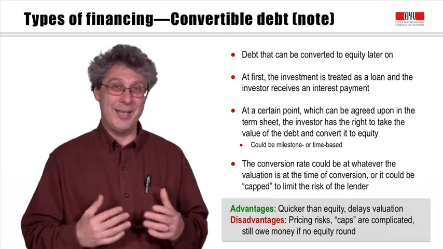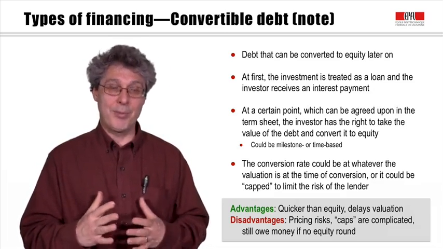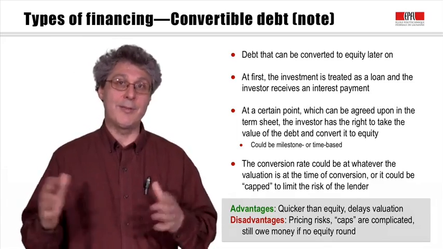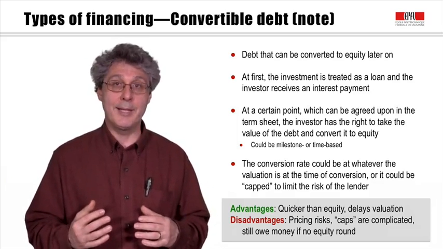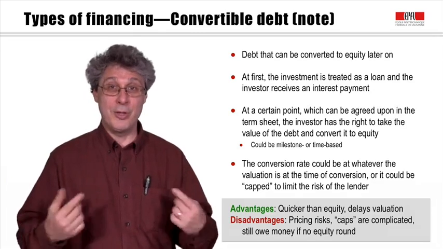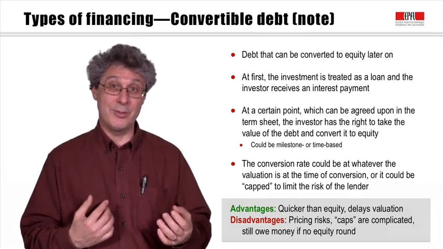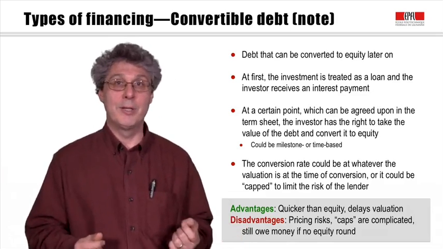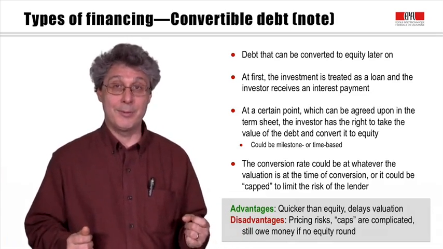The disadvantages, as you can see just from this short discussion, there's some pricing risks on both sides. This is something that you need to have someone else with expertise look at. The caps can be complicated, and if there's no equity round, you're still paying that coupon, you're still paying the loan off, so you'd still owe money plus the principal. You'd still owe the principal to the original investor even if you never make an equity round.